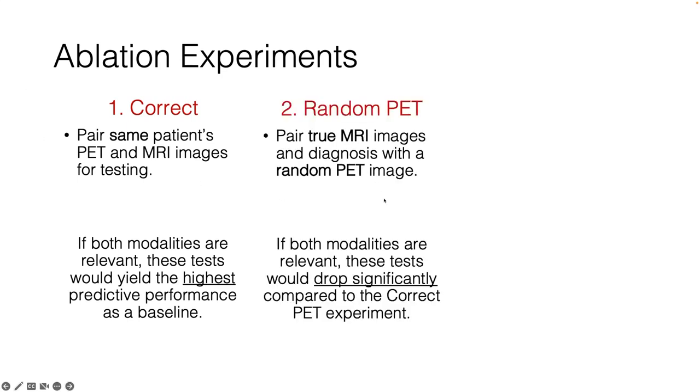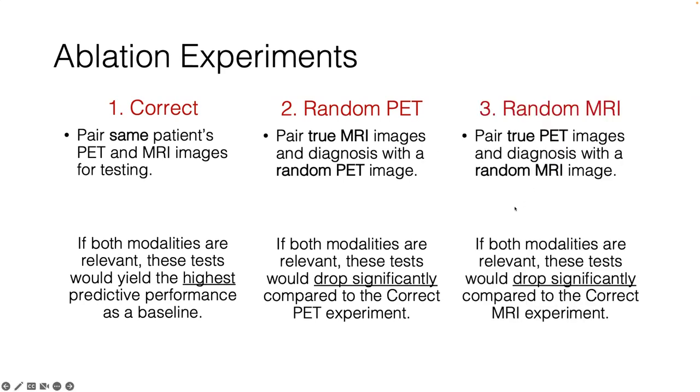The next experiment is random PET, where we pair true MRI images and random PET images together, rather than same-patient PET and MRI images being paired. If both modalities are relevant, here we would expect drops in scores. And then the third is similar to random PET: it's random MRI, where we pair true PET images and diagnose with a random MRI image. Again, if both modalities, MRI and PET, are relevant, then these tests would drop significantly as well.